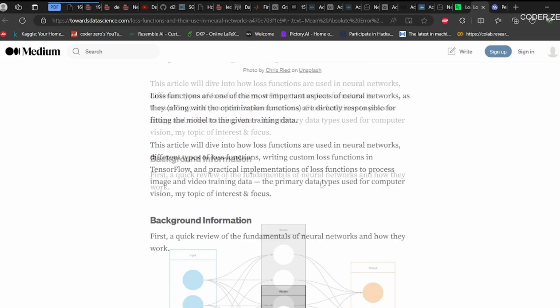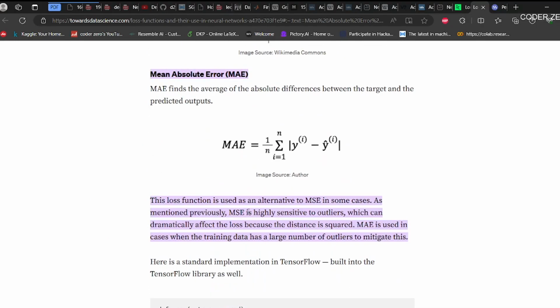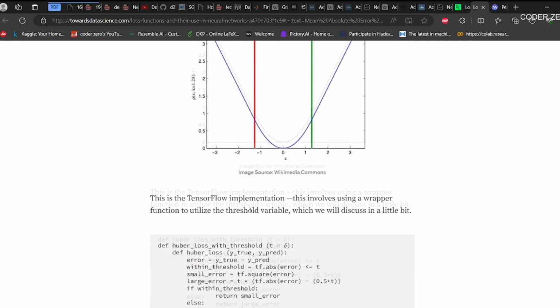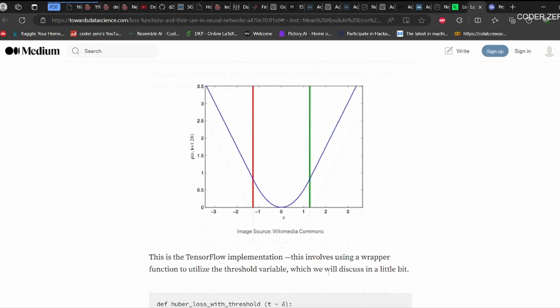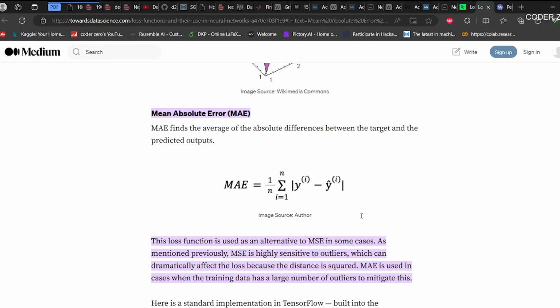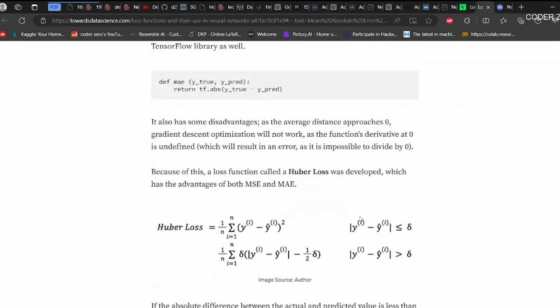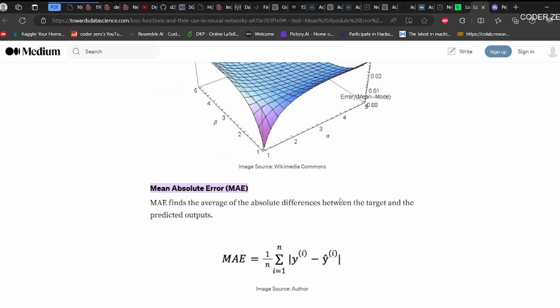You can go to this website also. It has a good graphical explanation of the loss functions of MSE, MAE, Huber loss and all those things. I'll give links to these websites in the description. Guys, we'll be learning about all these losses, don't worry about that. For now, I hope you understood the concepts of loss function and how to calculate MSE, MAE and RMSE. For now, we'll be working with MSE only.